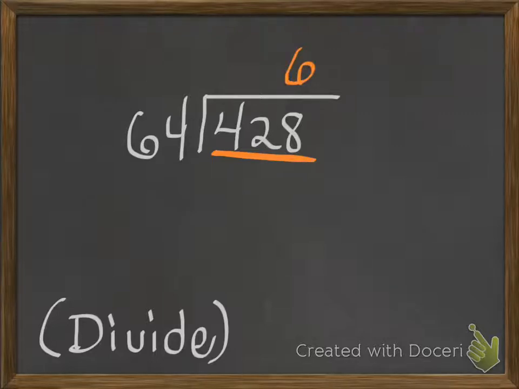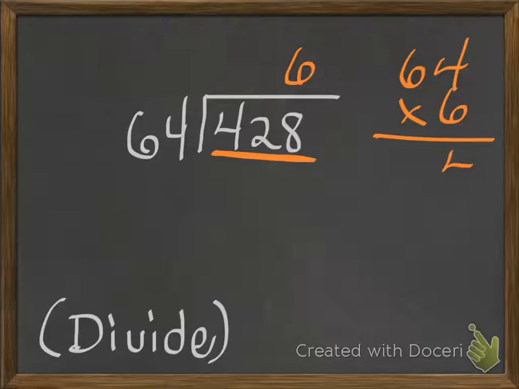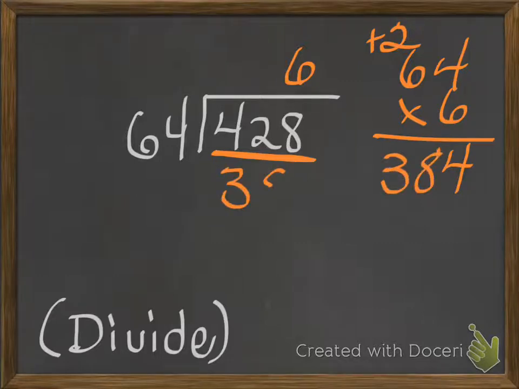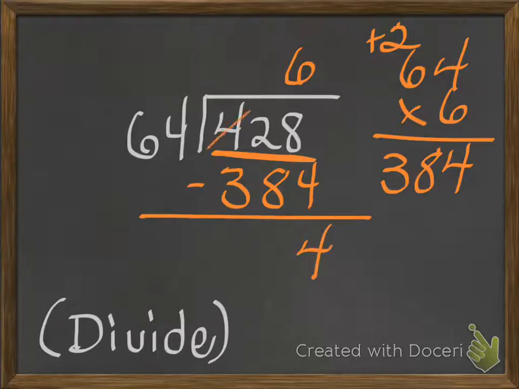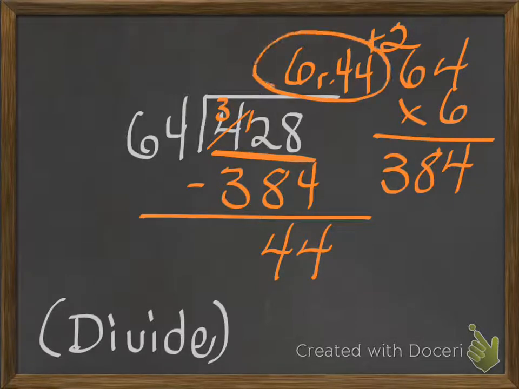So my estimate helped me get a close guess, but now I'm going to use 6. 6 times 4 is 24. Carry the 2. 6 times 6 is 36, plus 2 is 38. So now I have 384. Subtract. 8 minus 4 is 4. I'm going to have to borrow. 12 minus 8 is 4. So it looks like 6 with a remainder of 44. Okay, there's my answer, 6 with a remainder of 44.